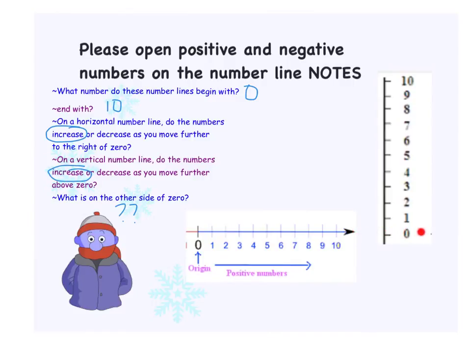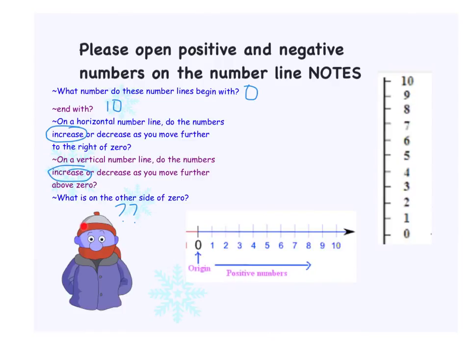Now we know because of the arrow it goes on and on forever, but for what we see, both end with 10. It doesn't matter if it's horizontal or vertical. So on the horizontal number line, the numbers increase as we're moving further to the right. And that's going to be key in this whole unit. The further to the right you are, the more increased it is, or the greater it is. And same with the vertical number line. The further you move above 0, or the further you move up, the more it is, or the greater it is. So what is on this other side of 0?